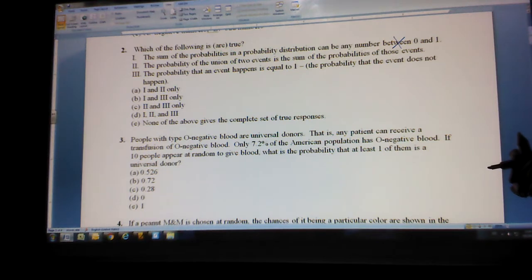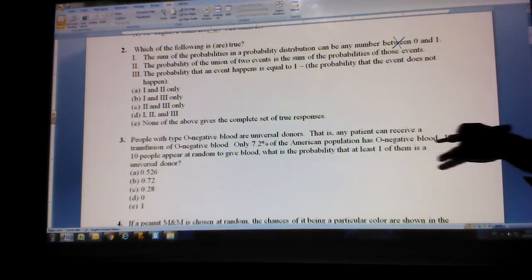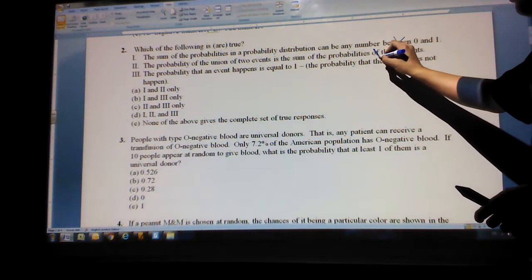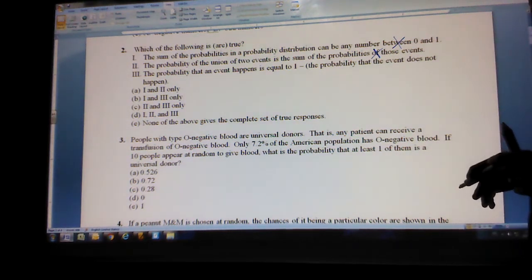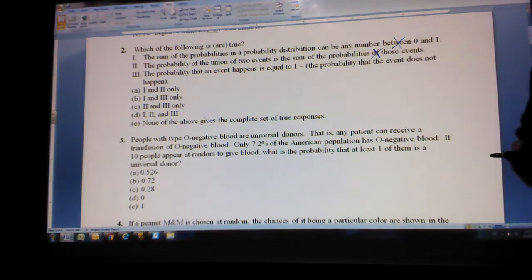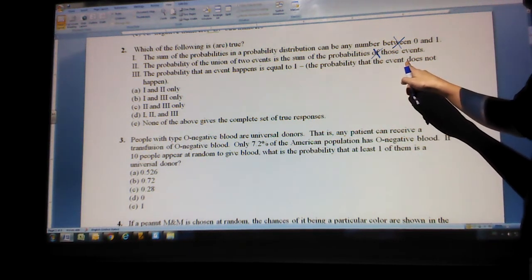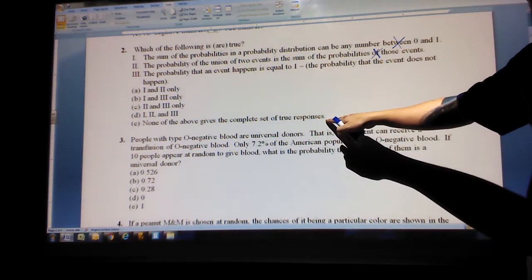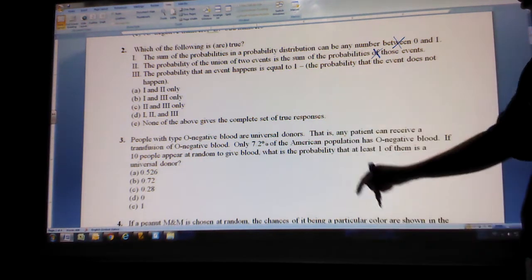2, the probability of the union, or when I combine two events, is the sum of those probabilities. That's not always true because sometimes they overlap. So we have to subtract something. So we don't simply always add, sometimes we need to subtract. 3, the probability that an event happens is equal to 1 minus the probability the event does not happen. That is 100% true, so 3 is the only one right, which means E is our answer.